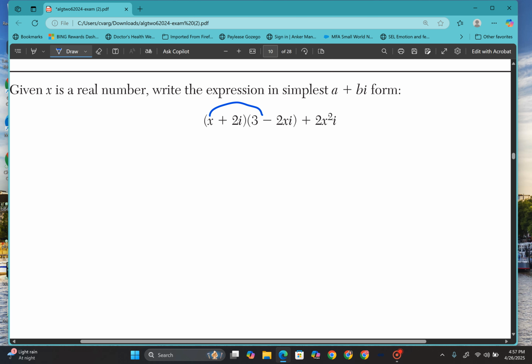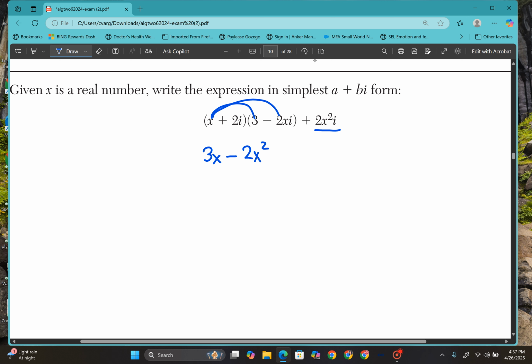So we are going to do order of operations here, which says you have to do multiplication, and then we're going to add this 2x squared i to it. For multiplication, remember that we're doing FOIL. First, x times 3 is 3x. x times negative 2xi is going to be negative 2x squared i. Then we do the inner, so this is plus 6i. And then the last, so this is going to be negative 4xi squared. And then to that, we're going to add 2x squared i.